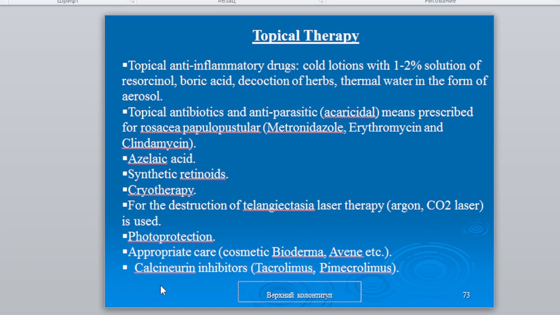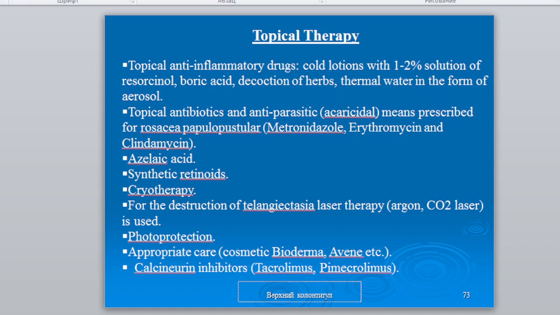Next, topical therapy. Topical anti-inflammatory drugs, cold lotions with 1 to 2% solution of resorcinol, boric acid, decoction of herbs, thermal water in the form of aerosol. Topical antibiotics and antiparasitic means are prescribed for papulopustular rosacea: metronidazole, erythromycin, and clindamycin. Azelaic acid. Synthetic retinoids.